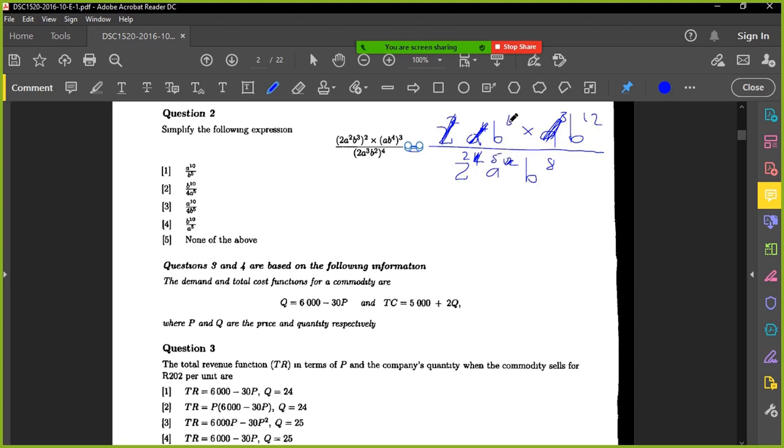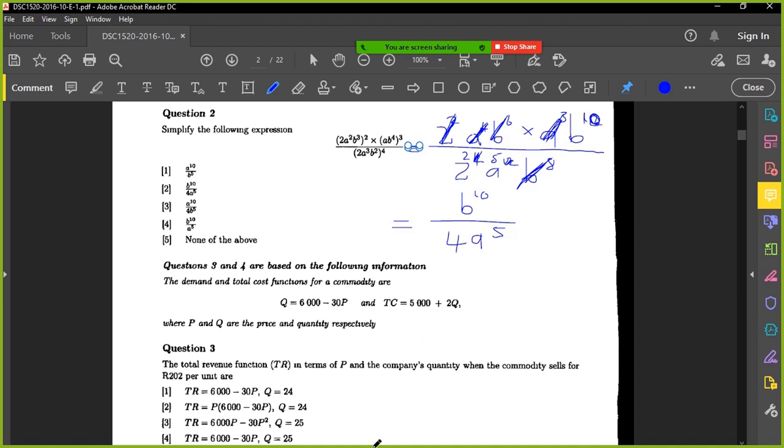Then the b: I've got b6 and b12, so I've got 18 at the top, and I've got 8 at the bottom. So if I cancel that with that, I'm going to make this a 10. Does it make sense? Yep. So the final answer would be, what do I have at the top? b10, over 2 squared, which is 4, a to the 5. Option 2. Happy with that one? Yep.